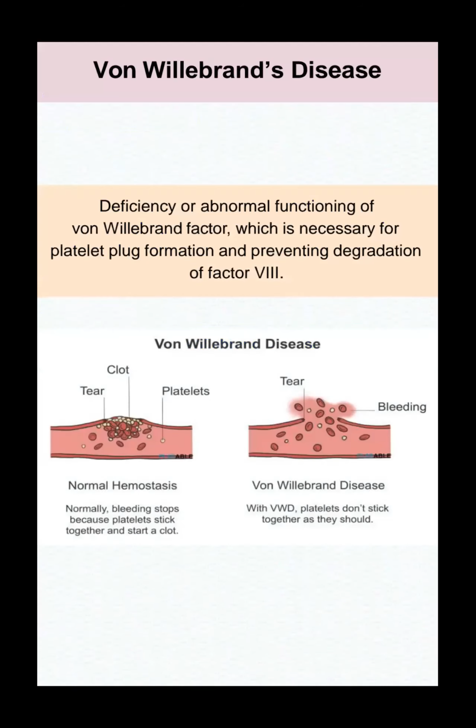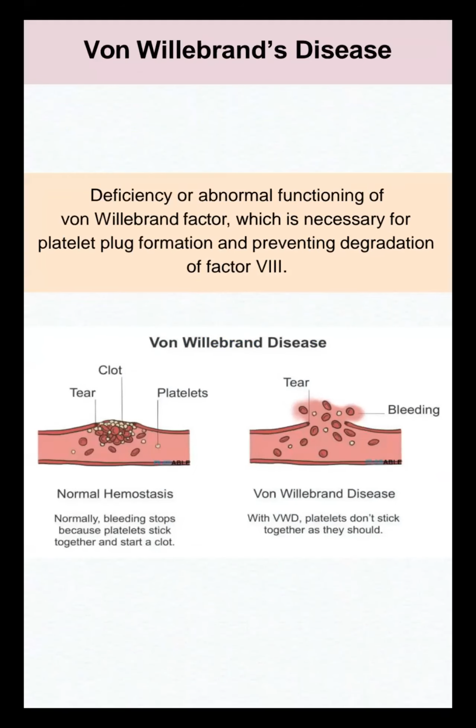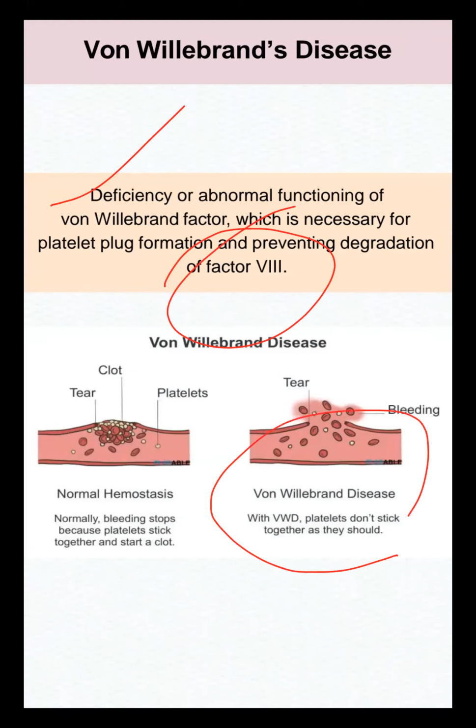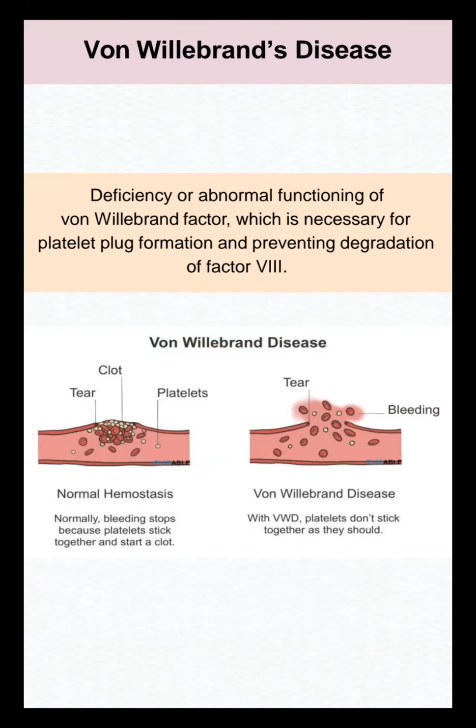Von Willebrand disease is a deficiency or abnormal functioning of von Willebrand factor, which is necessary for platelet plug formation and for preventing degradation of factor 8. Platelets can't form the plug, so hemostasis fails and it causes bleeding.